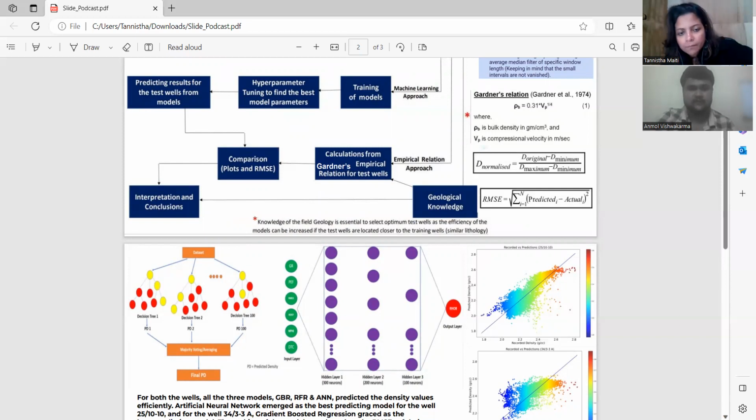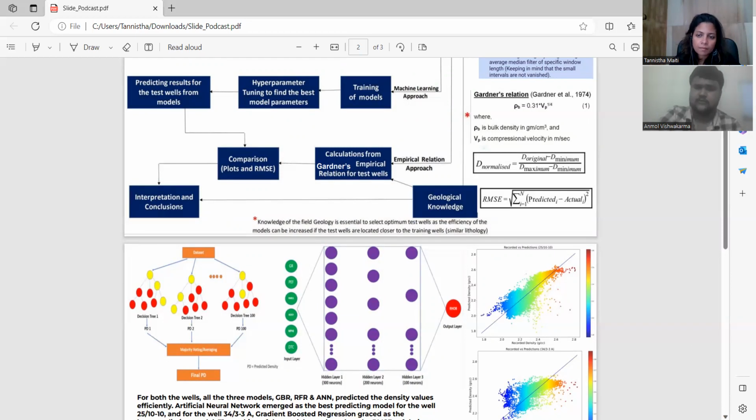This Gardner relation, the empirical relation, is not always reliable, not always good for all types of lithologies in all types of formations. If you have outliers or a different lithology in between, the Gardner relation predicts very well in the lithologies towards shales. That type of unreliability is always present in the empirical relations.